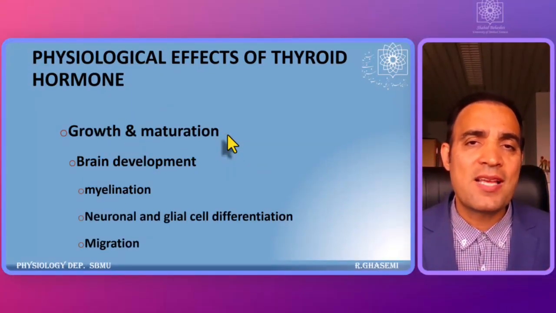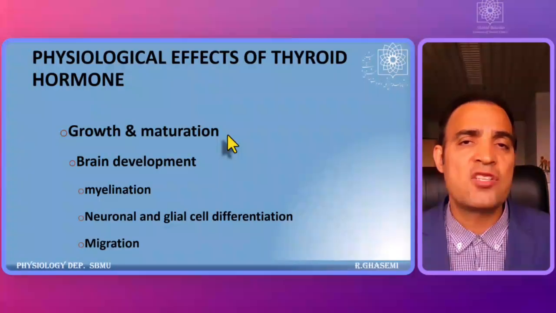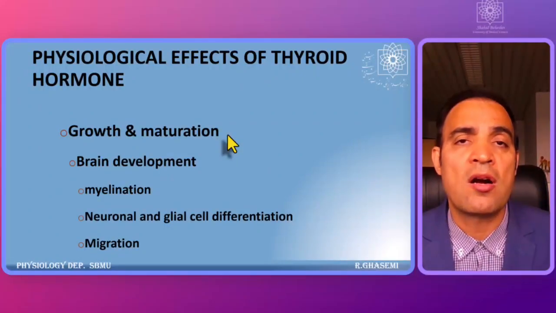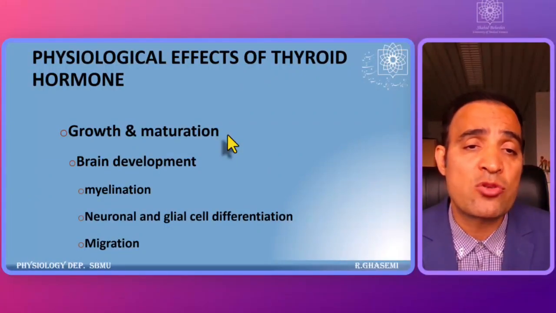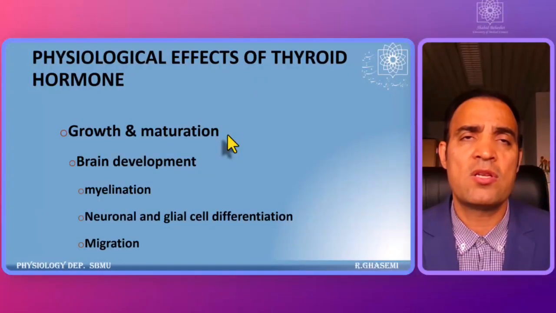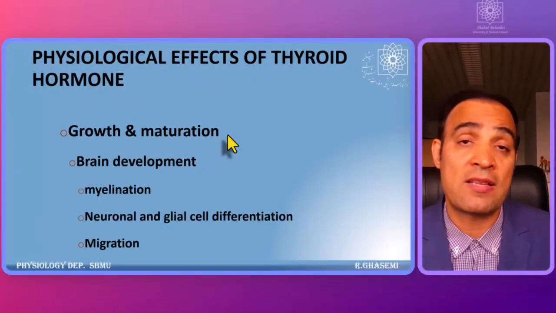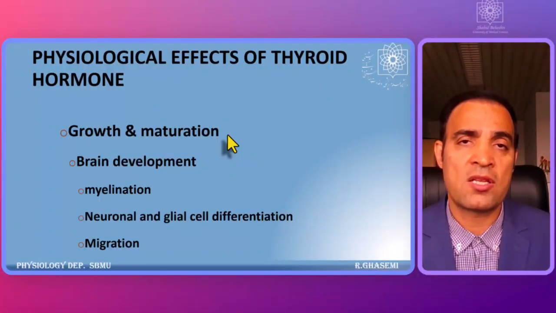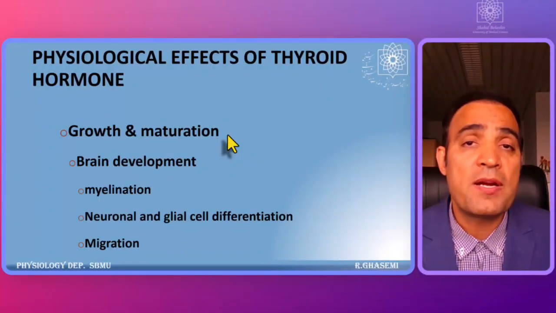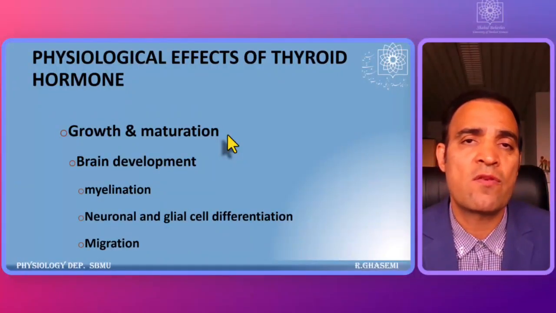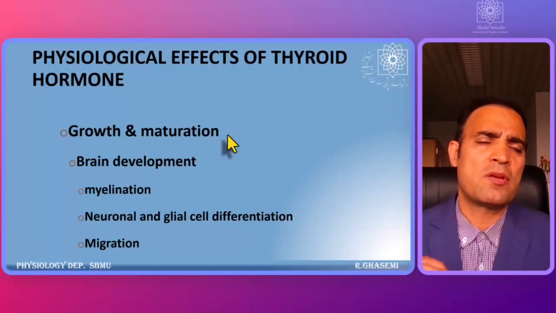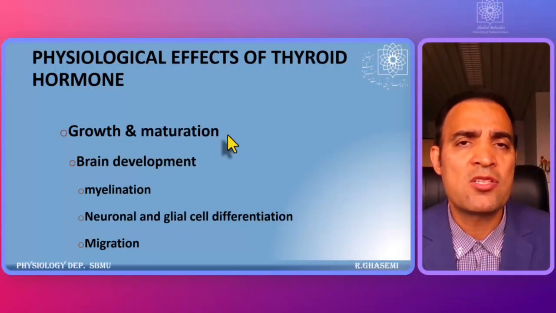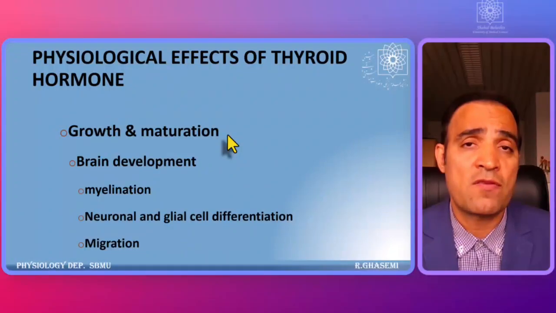At the level of the cells of the body and different tissues, we know that those effects that I told you are essential for growth and maturation. We know that during the embryonic life and then after birth, during the developmental age, the presence of thyroid hormone is essential for growth. You remember I told you in the part about growth that thyroid hormone is an essential part of the physiology of growth.